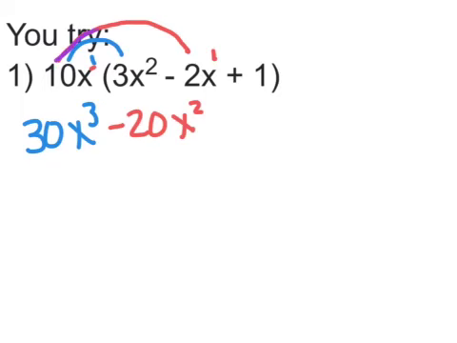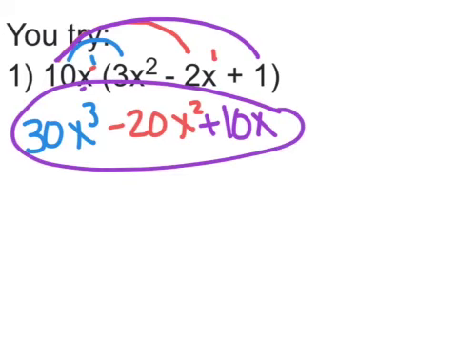Distribute to the last term, which is a positive 1. So 10 times 1 is 10. Since it's positive 10, we'll put a plus. And we only have that single x, so we'll just bring that over. That's in descending order, so that's our final answer.